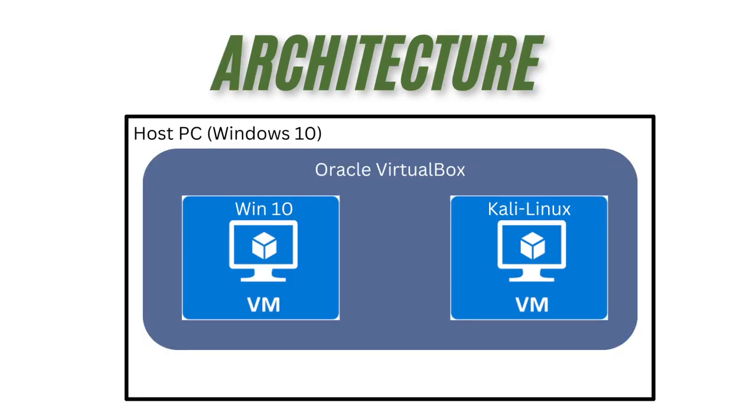So this is the architecture of the experiment that I want to do. The host PC is running Windows 10, and then I have Oracle VirtualBox installed on the Windows 10, and then on the VirtualBox I have two virtual machines. I have a Windows 10 virtual machine and I have a Kali Linux virtual machine. So I'm going to set up the network. I'm going to set up the DHCP server and then see if the two machines can see themselves, can talk. Okay.